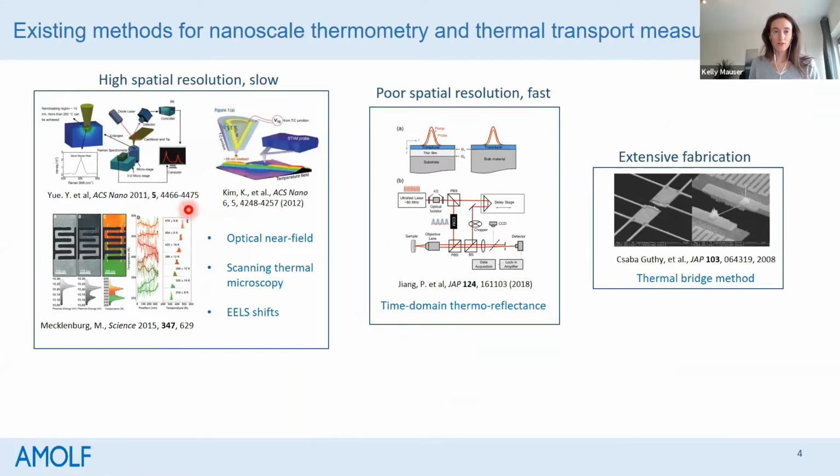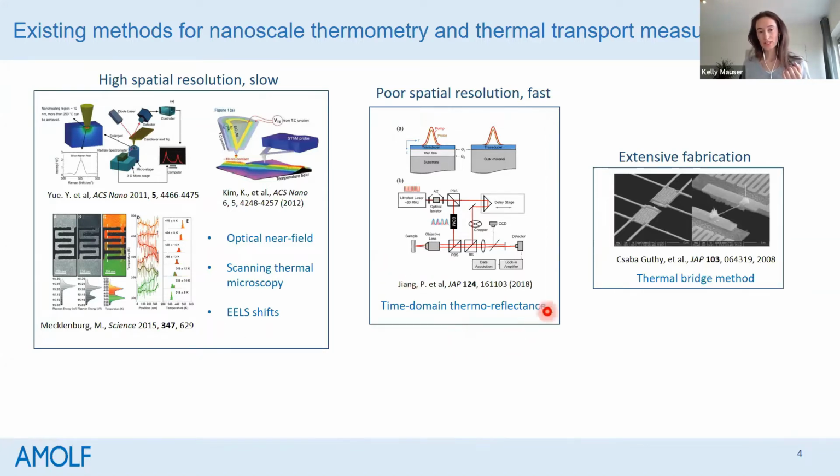There are a number of different methods for measuring temperature and thermal conductivity on the nanoscale. There are many, they're not all listed here. This is just a subset. Some of the highest spatial resolution methods generally involve optical near-field microscopy, scanning probe microscopy, or looking at shifts in the plasmon resonance in EELS, for instance. Drawbacks for these methods: while they do have very high spatial resolution, they involve scanning probes, which can be very slow and cumbersome to use, or they require, in the case of TEM-type measurements, very thin samples.